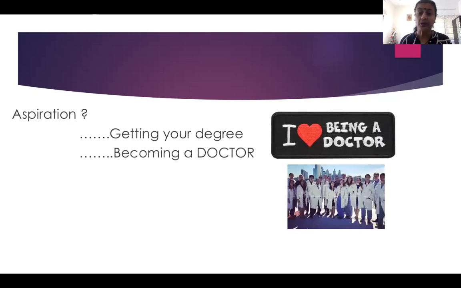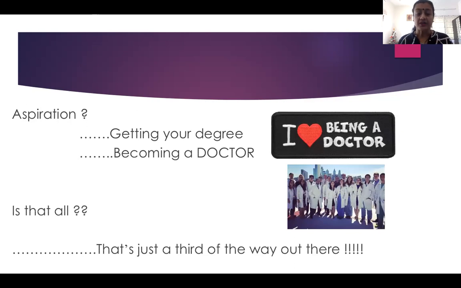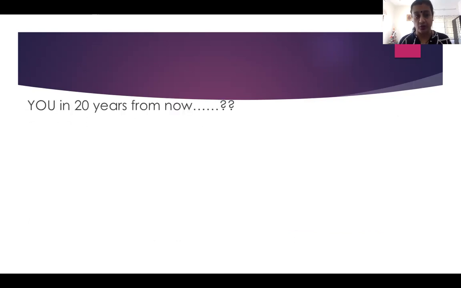But then my question would be, is that all? All of you would be wearing white aprons at the end of 5.5 years, having a stethoscope and a DR in front of your names. So is that all that you want to become? That's just a third of the way out there. Becoming a doctor or becoming a professional, getting a degree is not all.